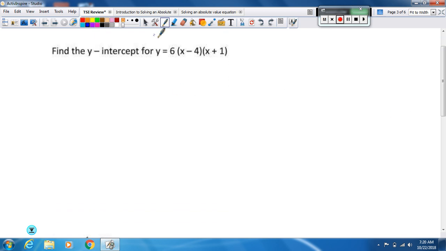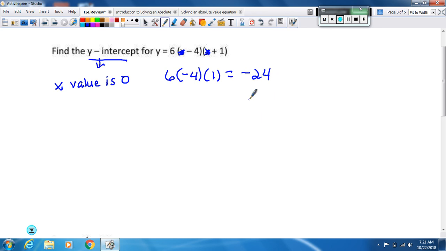Okay, find the y-intercept for y equals 6 times the quantity x minus 4 times the quantity x plus 1. Well, here's the key for this one. For the y-intercept, the x value is 0. In other words, these x's, you can cross them out. So then you have 6 times -4 times 1, which is -24. So the y-intercept, like I said, is when x equals 0. So 0, -24 is your y-intercept, or sometimes they'll just say -24.